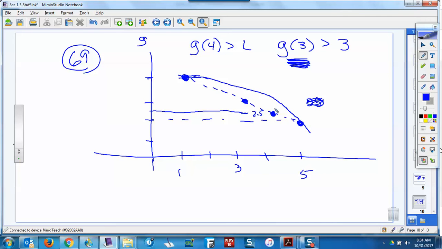So my question is, it says find a number L such that g of 4 is greater than L. Are you saying 2.5 would be that number? Would 2.5 be your answer for L? Because doesn't g of 4 have to be greater than 2.5? It does, right? It's got to be above that line. So g of 4 has to be greater than 2.5. Now, is there any other answer that would be acceptable?